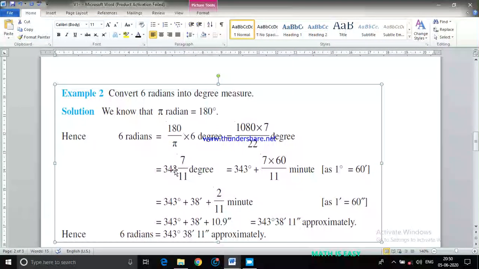So if I convert 540 into 7 upon 11 into a mixed fraction, assume that everybody knows how to convert a fraction into a mixed fraction. Here 2 will get cancelled 11 times, here 2 will get cancelled 540 times. So 540 into 7 upon 11 has to be converted into a mixed fraction. When I convert, this will come as 343 7 upon 11 degrees.